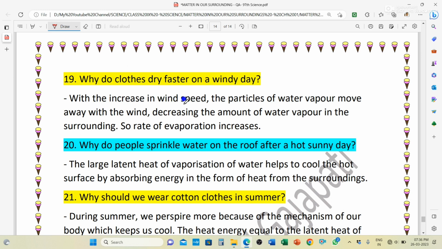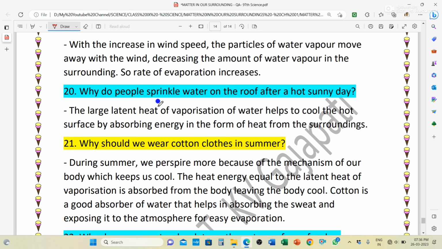So with the increase in wind speed, the particles of water vapor move away with the wind, decreasing the amount of water vapor in the surrounding. That's why evaporation is fast. That means the rate of evaporation increases on a windy day. Why do people sprinkle water on the roof after a hot sunny day?